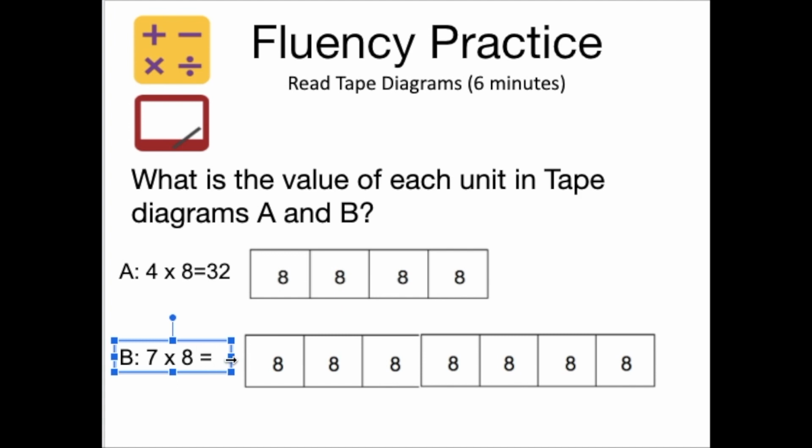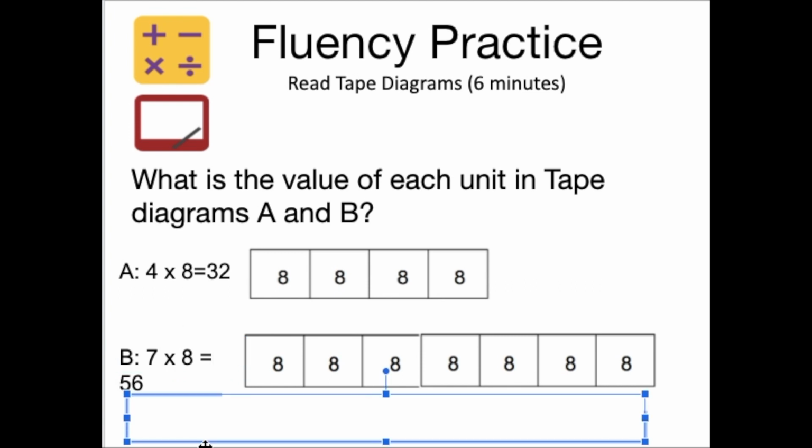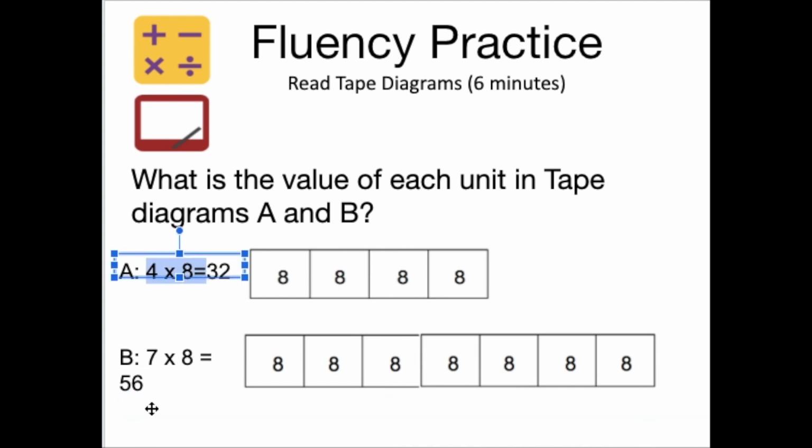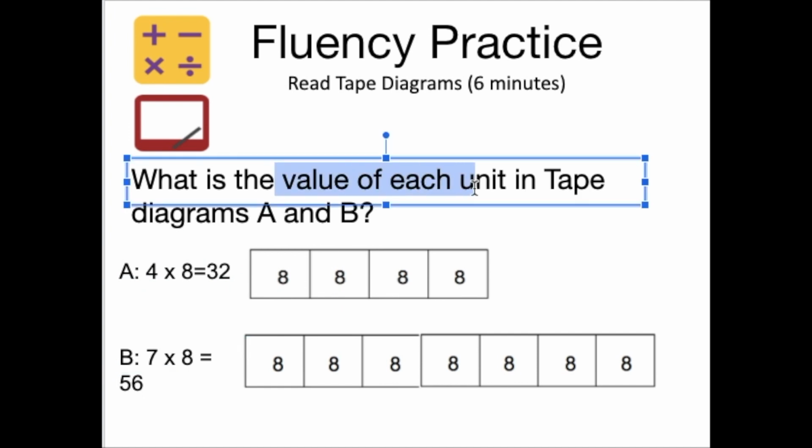We're going to go ahead and skip count to find our answer. So we're going to count by 8s 7 times. 8, 16, 24, 32, 40, 48, 56. 56 is the total value of tape diagram B. We're going to go ahead and write that in there. So in this slide, we took a look at two tape diagrams. We made multiplication problems that represented them, and we solved to find the total value.